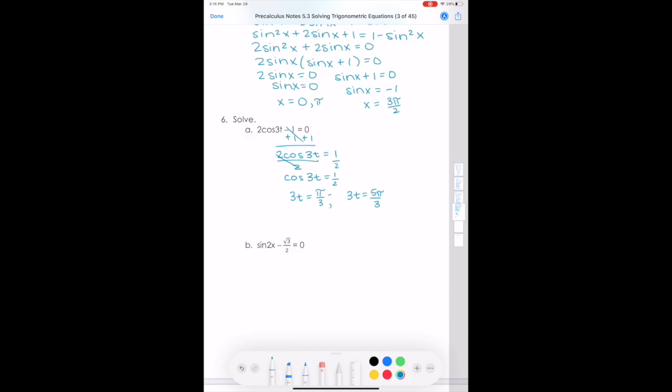All right, I want to solve for t. Oh, I forgot my plus 2 pi in because this one just said solve. It didn't give me an interval. Remember, that means that the period of cosine is 2 pi. Right, but now I divide by 3 to get just an answer for t. So t equals pi over 9 plus 2 pi over 3 times n, or 2 pi n over 3. It doesn't matter how you write it. And then t equals 5 pi over 9 plus 2 pi over 3 n.